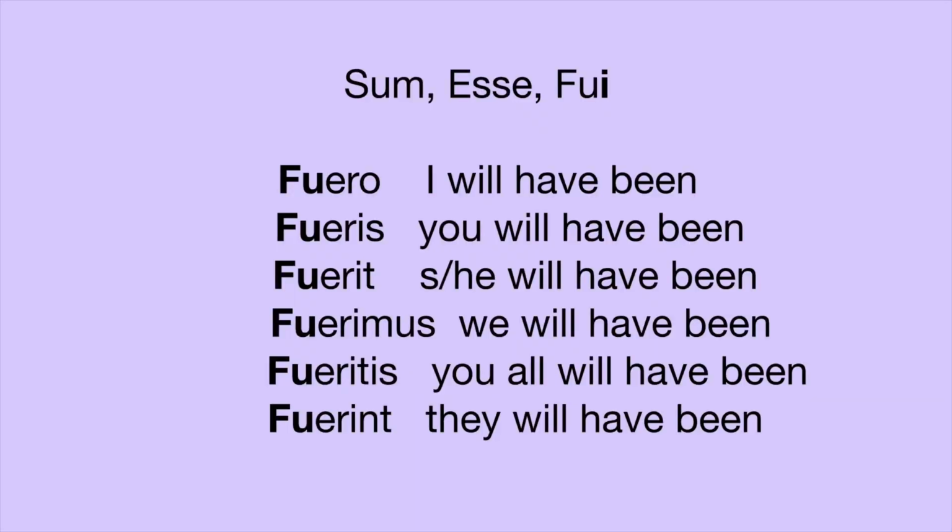This is also true for our verb to be, sum, esse, fui. Let's say we want to say, in a month, he will have been married for three weeks. That is a perfect time for us to use our future perfect. To create it, we take our perfect stem, fu, and we add: fuero, fueris, fuerit, fuerimus, fueritis, fuerint. And there we have it.